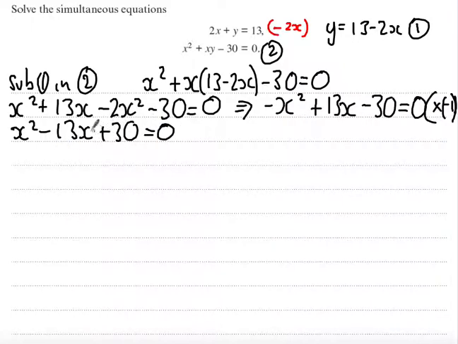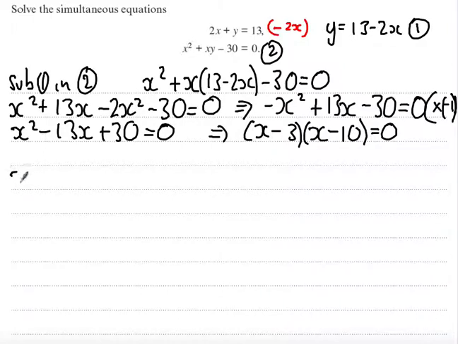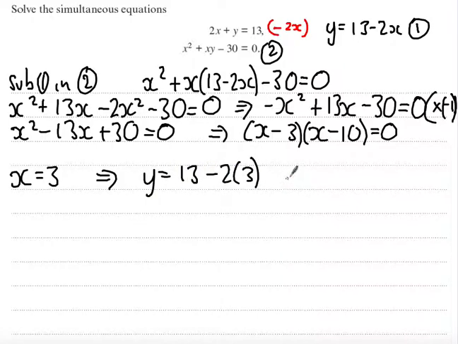Factors of 30 that are both the same sign that will add to give me minus 13 will be x minus 3 and x minus 10 equal to 0. So therefore I get two solutions, x equals 3, which then gives me y equals 13 minus 2 lots of 3. So y equals 13 minus 6, which is 7.